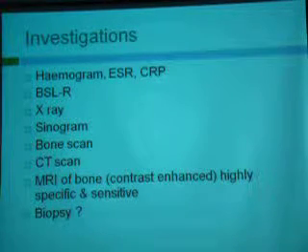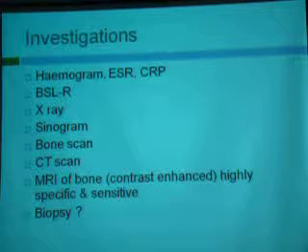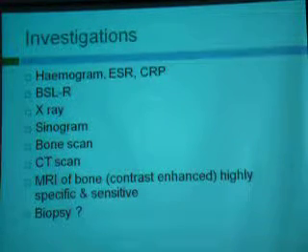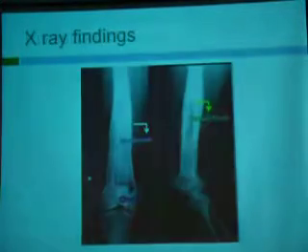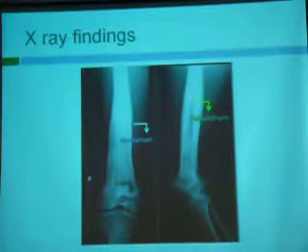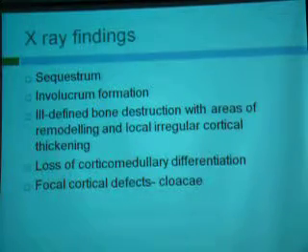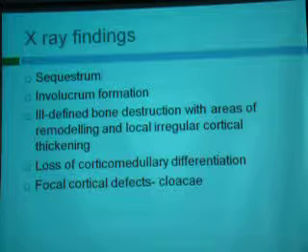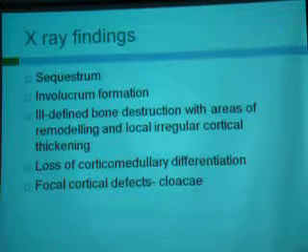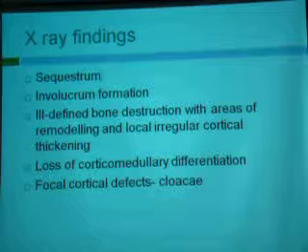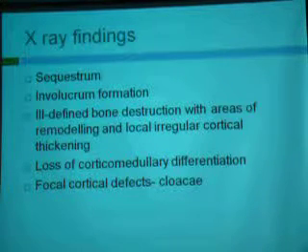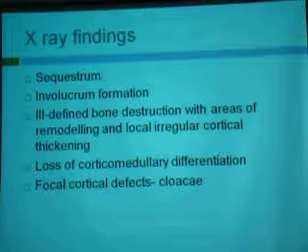A biopsy, sometimes in the absence of a discharging wound, can help to differentiate between a neoplastic and an osteomyelitis condition. So this is a classical X-ray of osteomyelitis. There are certain classical findings in any case of chronic osteomyelitis. Two of them are labeled here, the sequestrum and the cloaca. Along with that, there is also new bone formation called the involucrum, and there are ill-defined areas of destruction and remodeling with irregular cortical thickening, and a loss of corticomedullary differentiation.